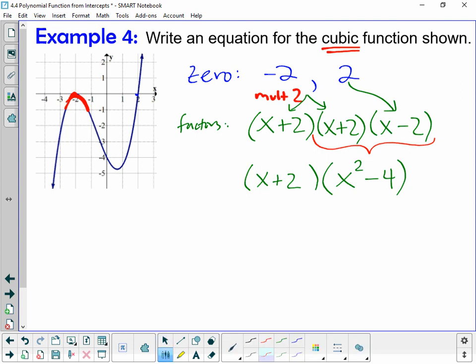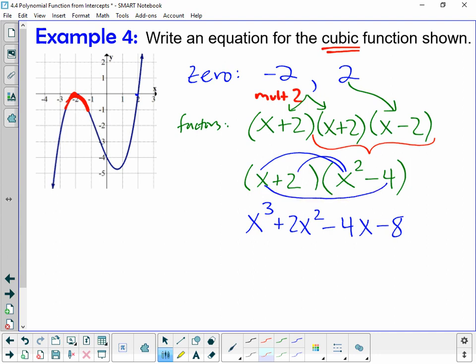Now we can multiply it by the factor x plus 2, so we get x to the third plus 2x squared minus 4x minus 8. So now what we just need to check is, does this function have the y-intercept I want it to have? We've got to figure out what we would want to multiply by. Well, right now it has an intercept of -8. The function shown has a y-intercept of -4, so it looks like we just want to multiply that whole function by half.